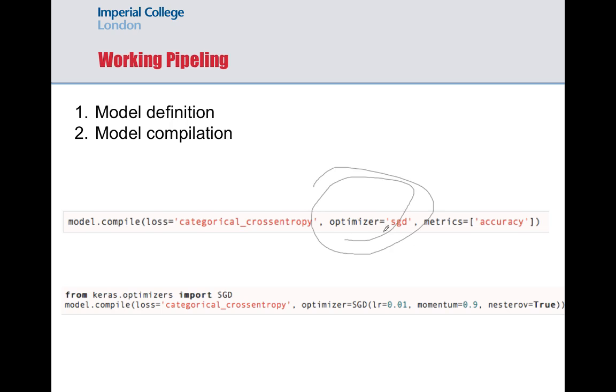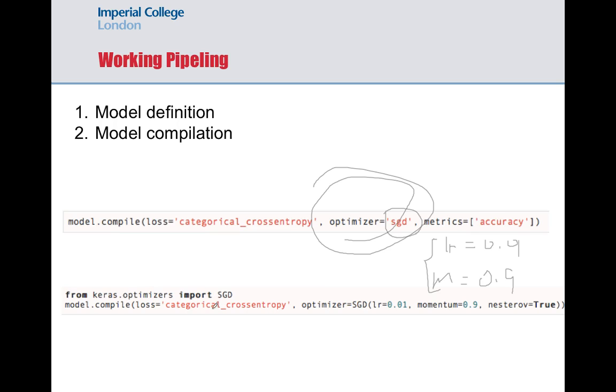For example, if you just pass the string SGD, it will use the default setting of SGD. For example, the default learning rate is 0.01, I think, and the momentum is about 0.9. It will use the default setting when you start training your network. So you don't bother to define an optimizer yourself. But you can do it, of course.